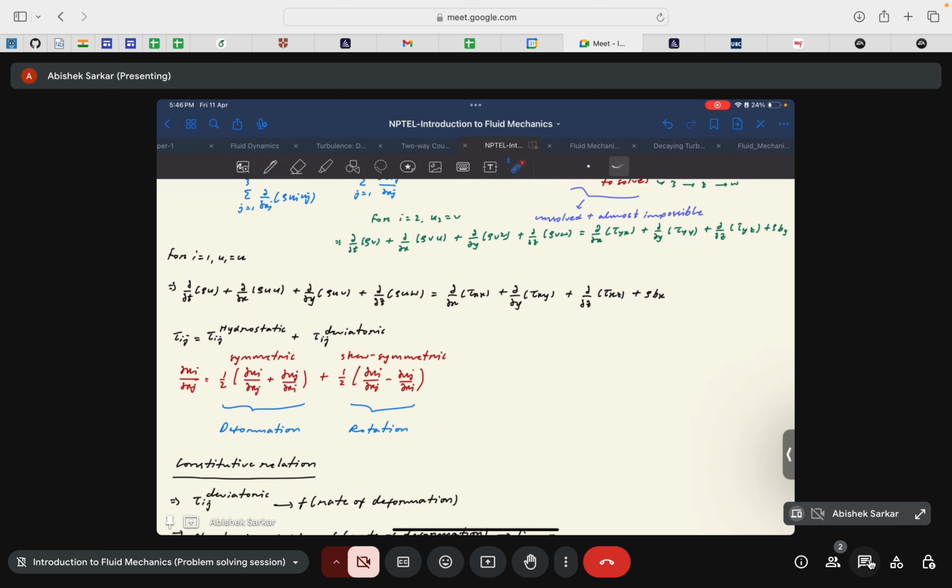So now we can dissociate. What we found out is that this shear stress tau ij can be dissociated into the tau ij hydrostatic and tau ij deviatoric. Okay. And if you know from the definition of a matrix, okay, I'll get to why we are using matrix.